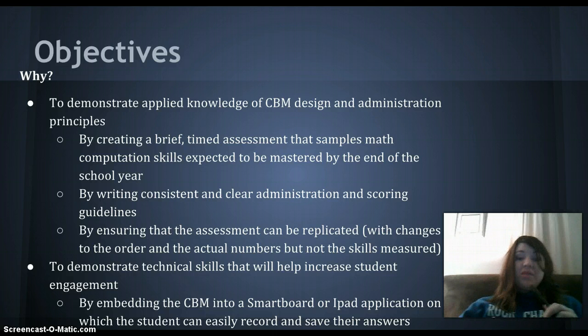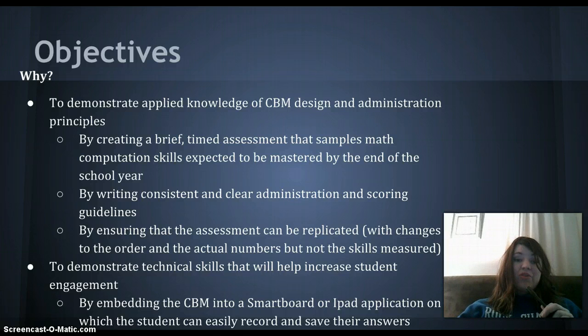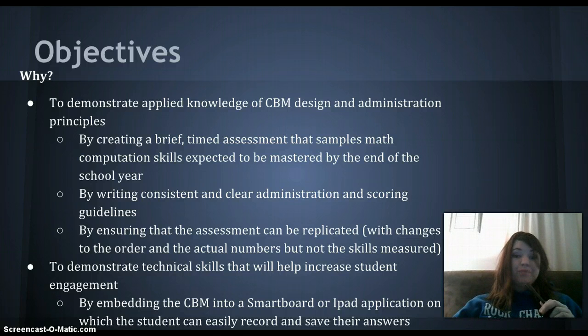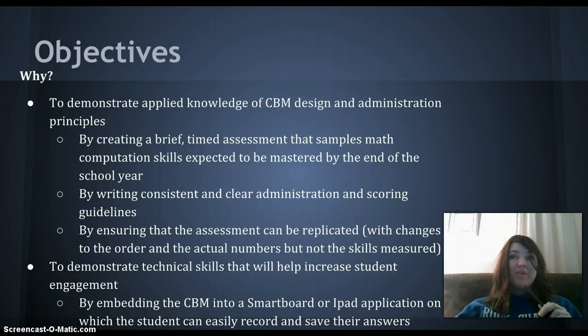Another objective is to demonstrate these technical skills that will help increase student engagement. And sometimes these CBMs that are paper pencil are kind of dull, and when we have to take these several times with our students, often our students who are in special education, their progress is being monitored once a week. So it gets kind of dull or boring, and so that's part of why we want to increase their engagement in these activities by using some technical applications that will be more interactive for them.